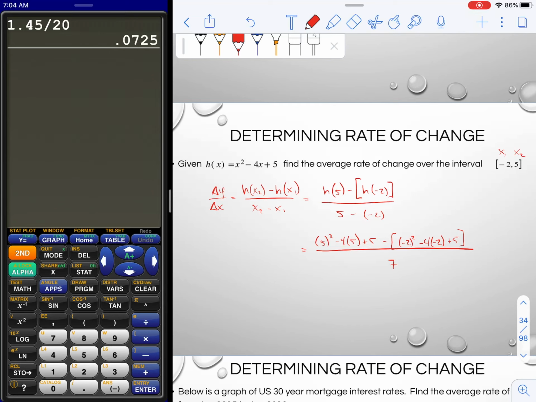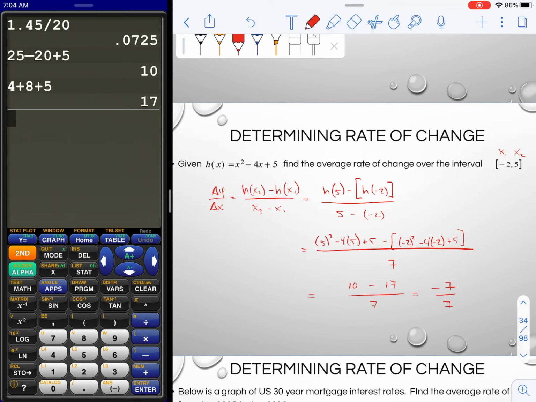So let's do a little simplification here. I've got essentially 25 minus 20 plus 5. We're going to have 10 minus, and we're going to have 4 plus 8 plus 5, or 17, divided by 7. So 10 minus 17 is going to give me negative 7 over 7. So my average rate of change over the interval is going to be negative 1.